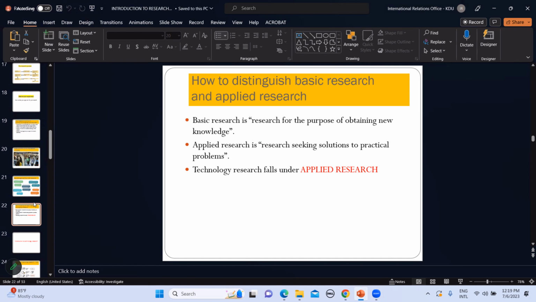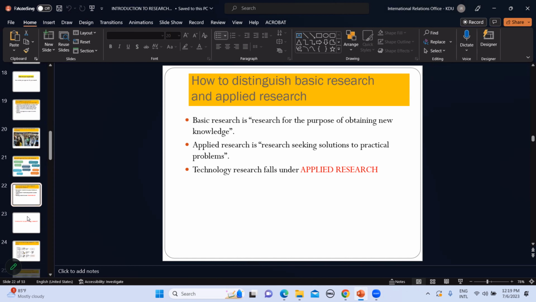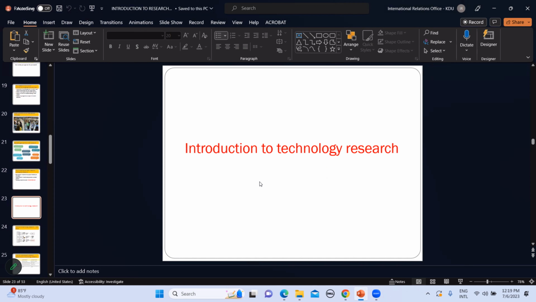New theory. Have you learned thermodynamics? Hello, students. You did not have thermodynamics, isn't it? You had fluid mechanics. Students, in semester 1, 2, you have more computer related subjects, you know, got it? Then technology research falls under applied research, students, okay? Introduction to technology research.